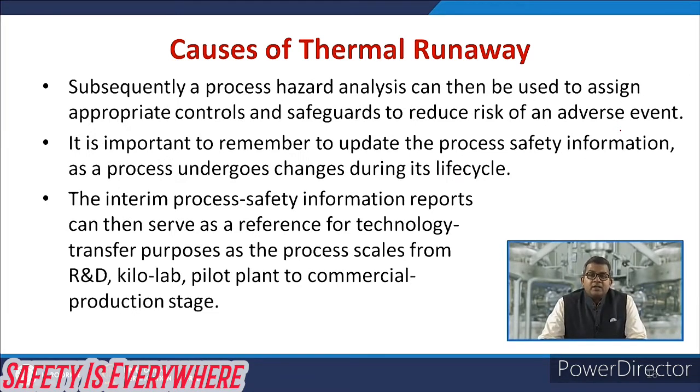Subsequently, a process hazard analysis can be used to assign the appropriate control and safeguards to reduce the risk of an adverse event. That is again a very important aspect, because no chemical is non-hazardous. Now it is important to remember to update the process safety information as the process undergoes changes during its life cycle. The interim process safety information reports can then serve as a reference for technology transfer as the process scales from research and development labs and pilot plant to the commercial production stages.